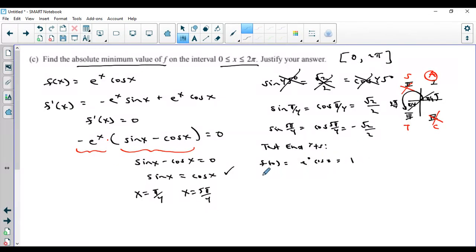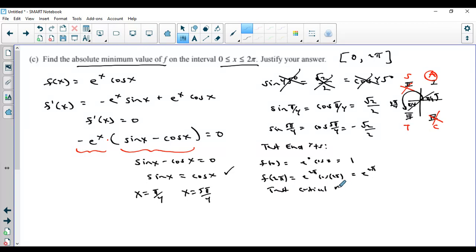You get 1. Now I got to do f of 2 pi. So that would be e to the 2 pi cosine of 2 pi. 2 pi is coterminal with 0, so that's going to be the same value as the cosine of 0. So this is 1, but it's now 1 times e to the 2 pi. So you get e to the 2 pi. Again, this is not a calculator question. So you're like, all right, I don't know what that is. It's e to the 2 pi. Great. So now I'm going to test my critical points.